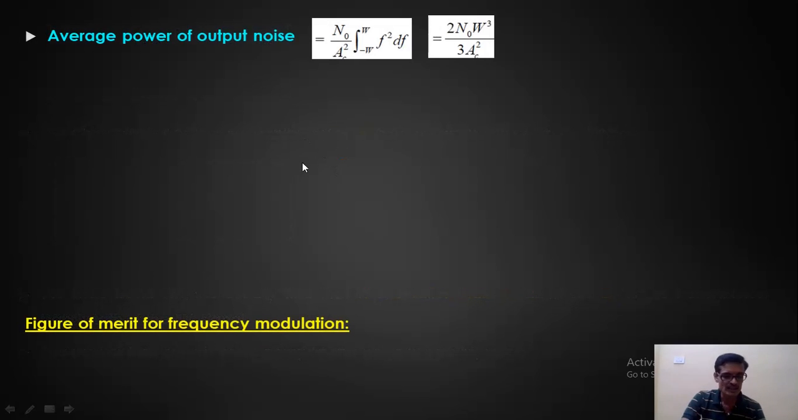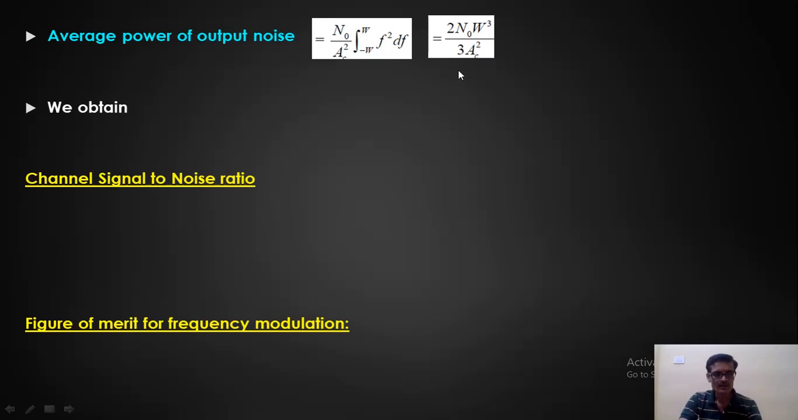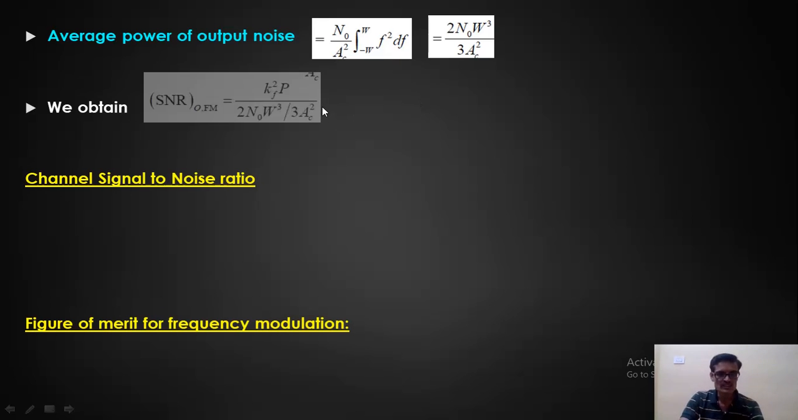How do we calculate the area under the curve? It is the integral from minus W to plus W, since it is a low pass filter, of f squared multiplied by N0 by AC squared, which is a constant, so I have taken it outside. The integration of f squared is f cubed by 3. Substituting the limits, I get 2 times N0 W cubed divided by 3 AC squared. There is a small error in the presentation.